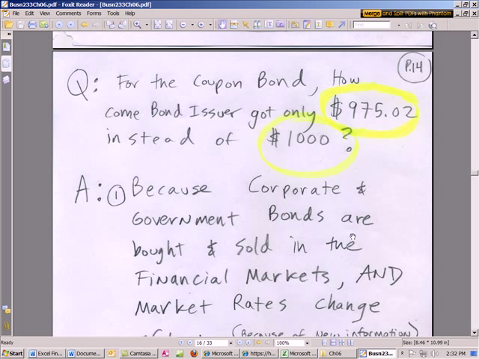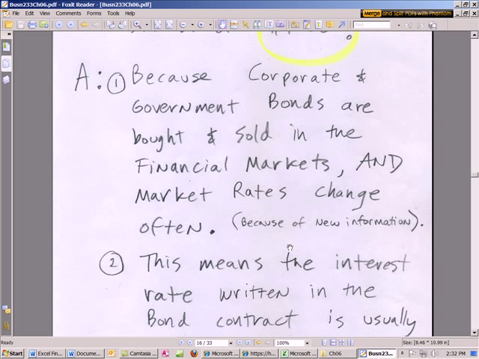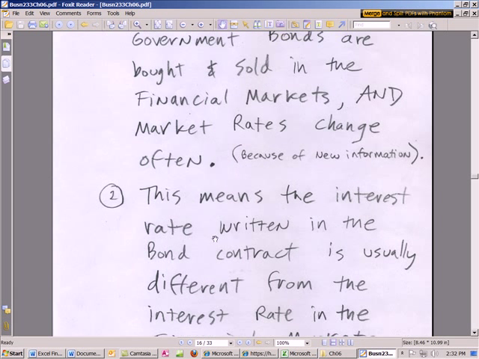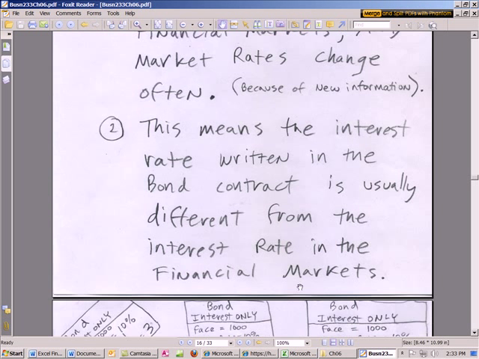So the bottom line is, for coupon bonds, how come the bond issuer got $975 instead of $1,000? The reason is very simple: corporate and government bonds are bought and sold in the financial markets, and market rates change all the time. Rates are changing all the time because of new information, right? This means that the interest rate written in the bond contract, that's our coupon rate, is usually different from the interest rate in the financial markets.